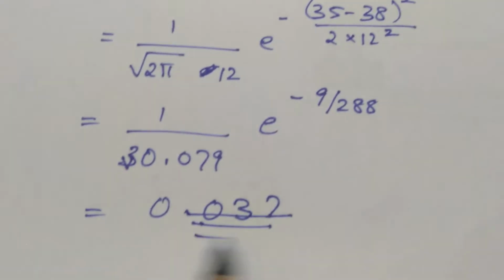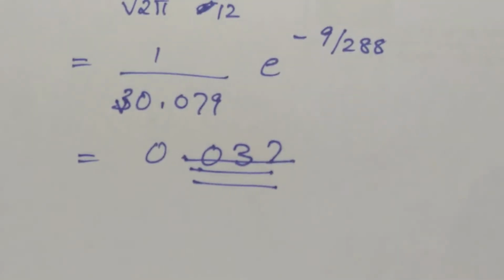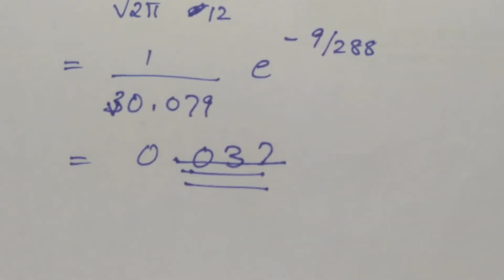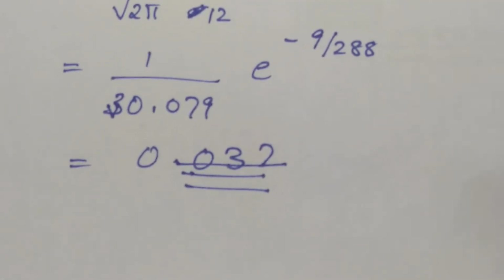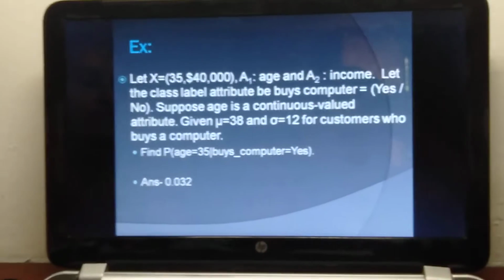Okay, so the value is 0.032. All you need to do is substitute the values. Okay, now let's continue. Now it has become simple.